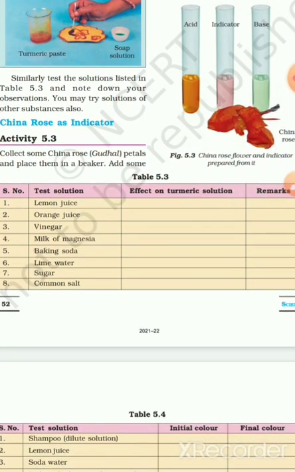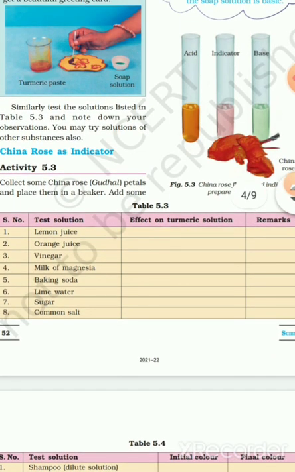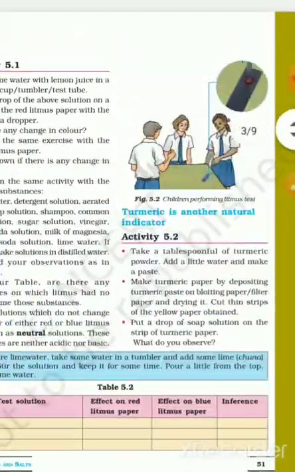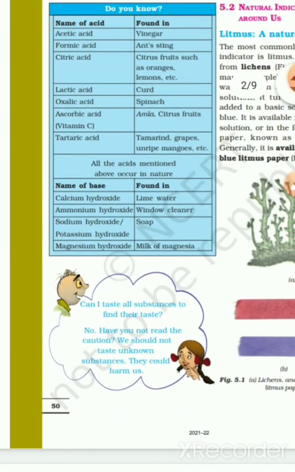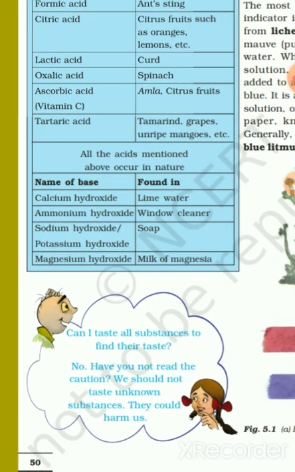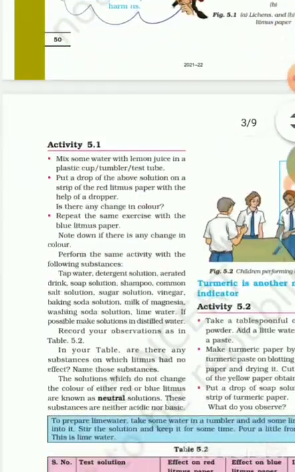Next is china rose or gudhal, which is a natural indicator. When tested with acid, it becomes red in color, with neutral substances a lightish pink, and when tested with base, it is a lightish green. One important thing I want to tell you is that this table which you can see on your screen is very important for your examination. Please learn it. So let's move on to another point.